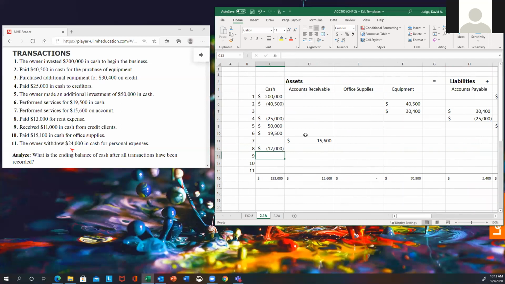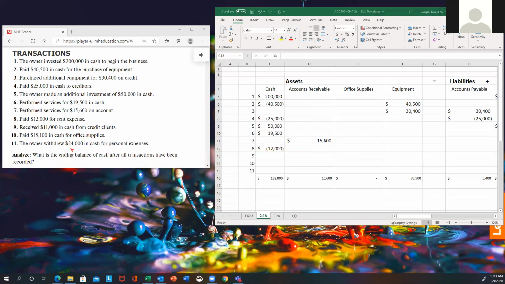Okay. Now, number 9, this is the one I referred to just a second ago. On number 9, we've got received $11,000 in cash from credit clients. So I think somebody asked again about this word credit. Well, credit clients would simply be the customers who owe us money. So if we received $11,000 on transaction 9, we know cash is going to be increasing, and then we have to offset that with something else. In this case, we're going to offset it with a decrease to accounts receivable.